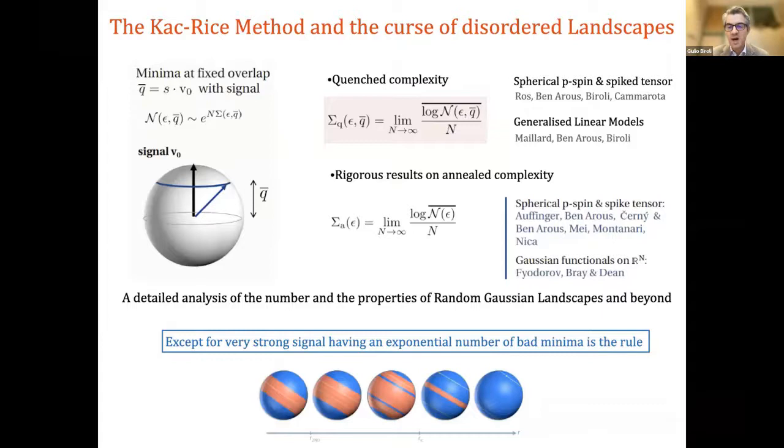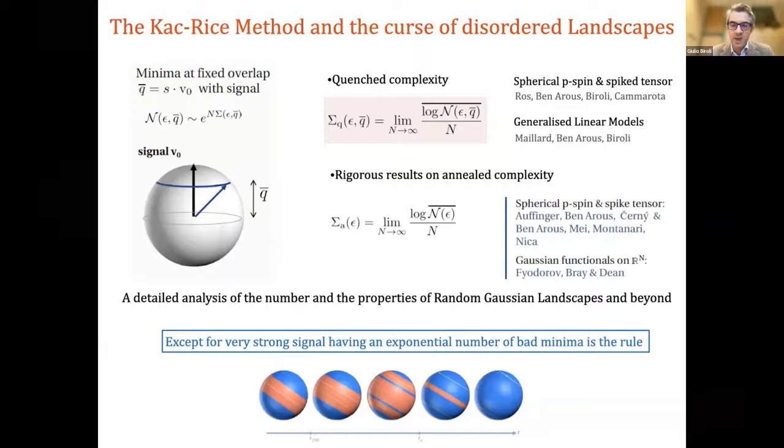While this can be done in a rigorous way if you compute what is called the annealed complexity, which means that you take the average of this number, take the log, and divide by n, actually you can compute what is more important. You can compute the quenched complexity. And so in this case, you have to mix this Kac-Rice method with replicas.